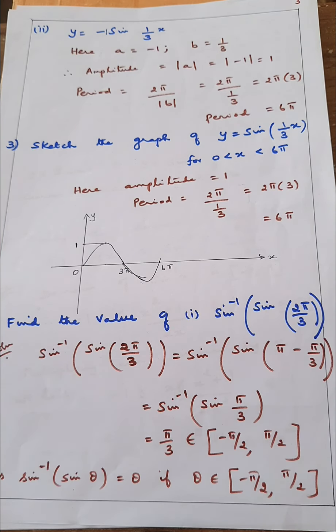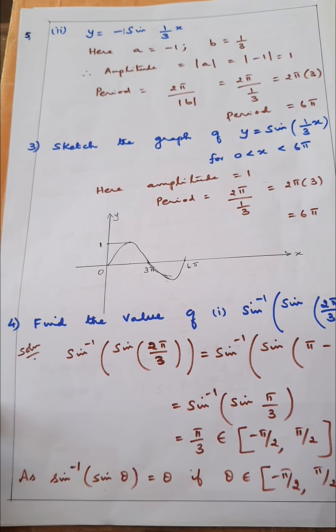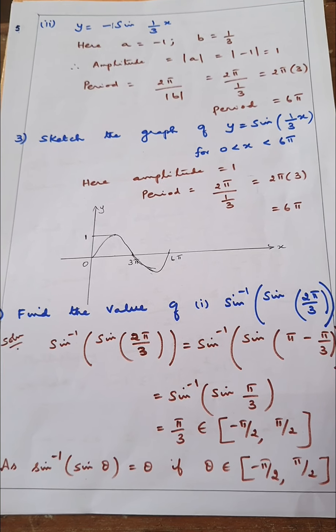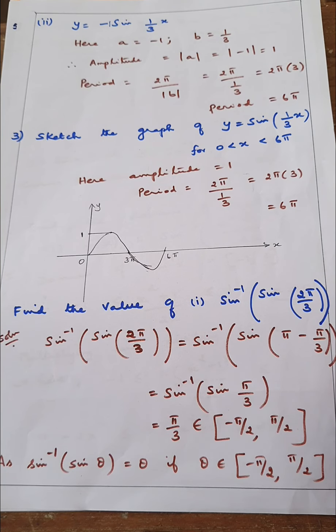Is that okay? Next, problem number 4. Find the value of sine inverse of sine 2 pi by 3. We know sine inverse of sine x is equal to x if the value lies in the closed interval minus pi by 2 to plus pi by 2. So sine inverse of sine theta is equal to theta if theta belongs to the closed interval minus pi by 2 to plus pi by 2.